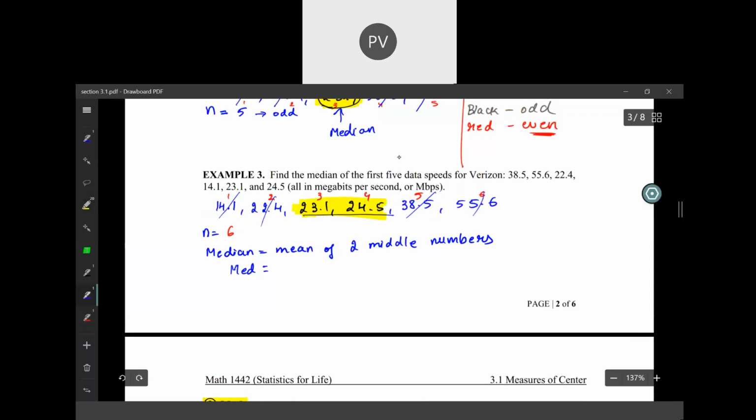So it will be 23.1 plus 24.5 divided by 2. So this will be your median, and your answer must be 23.8. Do not round off, leave it as it is.